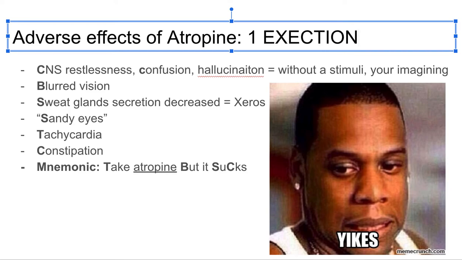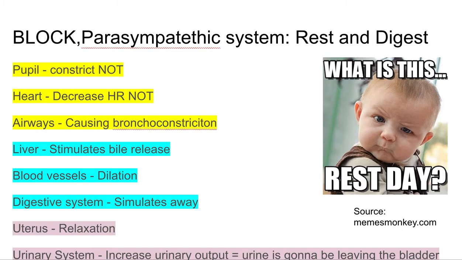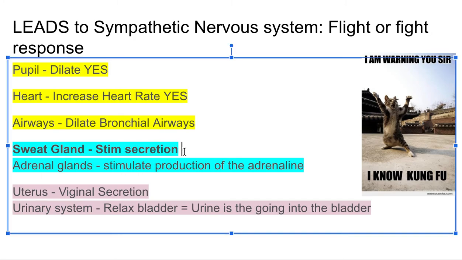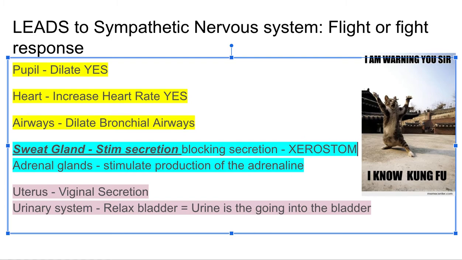atropine can block sympathetic. So atropine normally blocks parasympathetic, but only for the sweat glands it can block sympathetic. So that's why I've written it here in bold. I put it in underline, put it in italics, because this is also blocking it. So in the sympathetic nervous system, you're stimulating secretion, but now you're going to be blocking it. So you're going to be blocking secretion, and therefore you're going to be getting xerostomia. So that's really important.